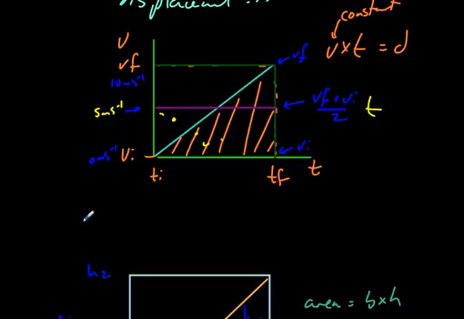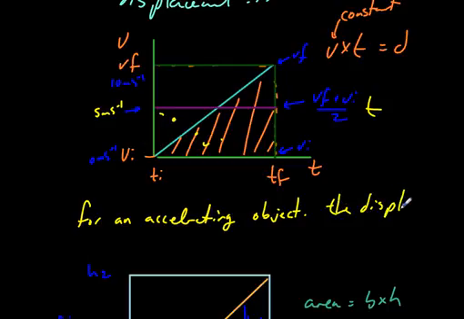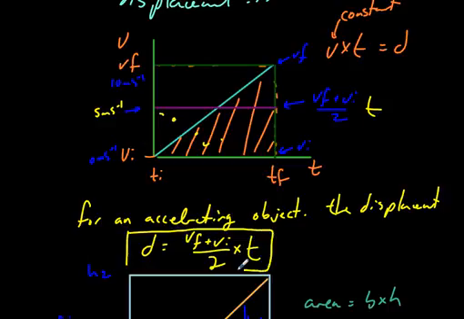So what we're saying here is, for an accelerating object, the displacement is found like this. D, for an accelerating object, is equal to VF plus VI over 2, that gives us this line here, times time. There you go. This will allow you now to find out how much distance an object covers while it's accelerating. Okay?